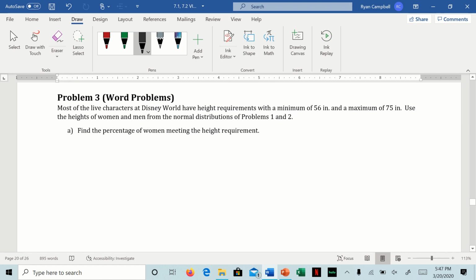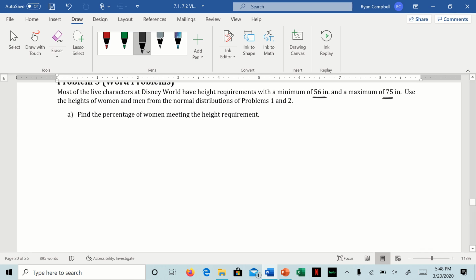Number 3, problem 3. So I think there's 2 more problems, but lots of parts. So hopefully we can get all the experience we need. So most live characters at Disney World, so these are the people wearing the costumes, looking like Mickey and Goofy and all those people, have a height requirement with a minimum of 56 inches and a maximum of 75 inches. Use the heights of men and women from a normal distribution from problems 1 and 2. So find the percentage of women meeting the height requirement.